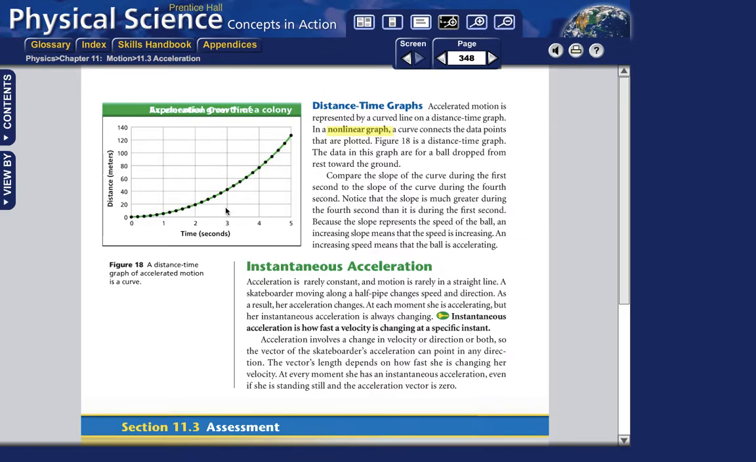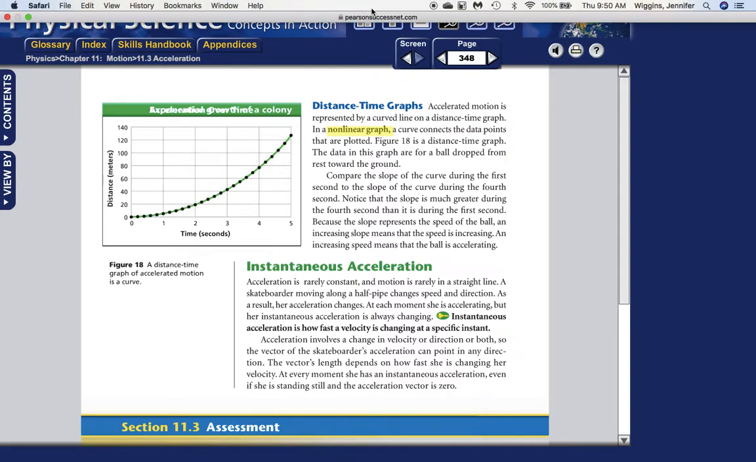So that's all for the graphs. I'm going to do another video on how to work out acceleration in just a second.